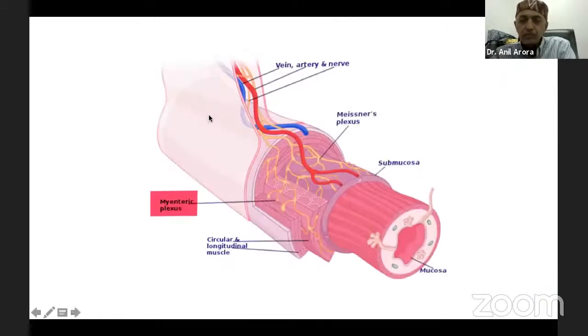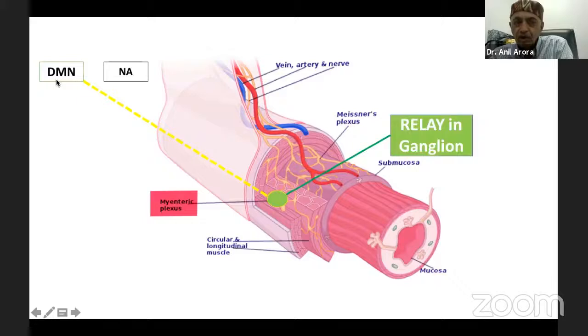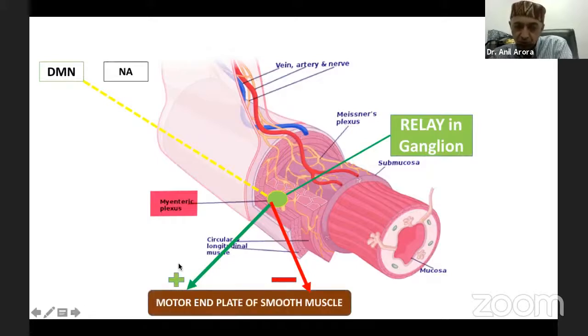Let me come back to the basic anatomy of how the esophagus is innervated. So the esophagus has both the myenteric as well as the submucosal plexus of nerves. What is important for us for understanding the pathophysiology is this myenteric plexus, which is innervated not directly by the vagus nerve coming from the dorsal motor nucleus, but it lands onto the preganglionic fibers. These preganglionic fibers tend to have two postganglionic fibers, the one which leads to excitation of the nerves. Both of them land up onto the motor end plate of the smooth muscle.